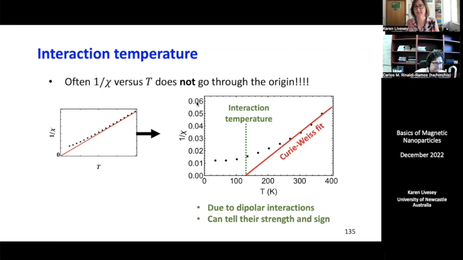And I have done this. I'm sure people on the call have done this. We are doing some work at the moment with simulations to show that maybe it's not all due to the dipolar interaction, so maybe we need to revise this. But at the moment, this is something that works for us to estimate the size of the dipolar interactions. And we can also get out the sign of those interactions, because this interaction temperature here is positive, but there are situations where it comes out to be negative as well.